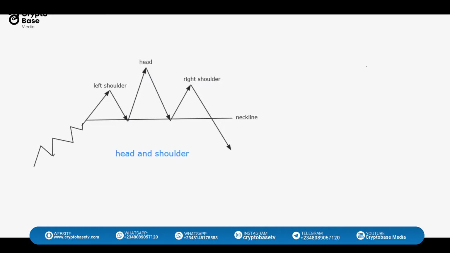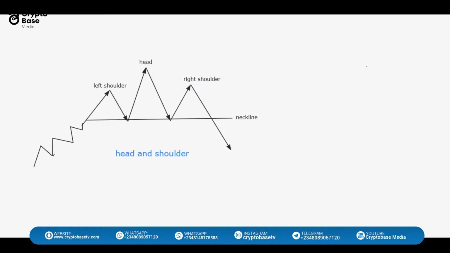But one thing, guys, you should know is that theory is different from practicals. If you open your chart right now, the candlestick might not move exactly like this, but the most important thing is that you are going to see this head right here, which is the top of the price. You are going to see another one right here, which is the left shoulder, and then another one, which is the right shoulder.